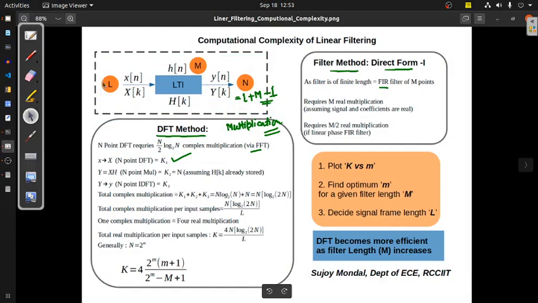Per input sample: how many input samples? L. Per input sample means this number divided by L. That's it. Again, one complex multiplication is basically equivalent to 4 real multiplications.